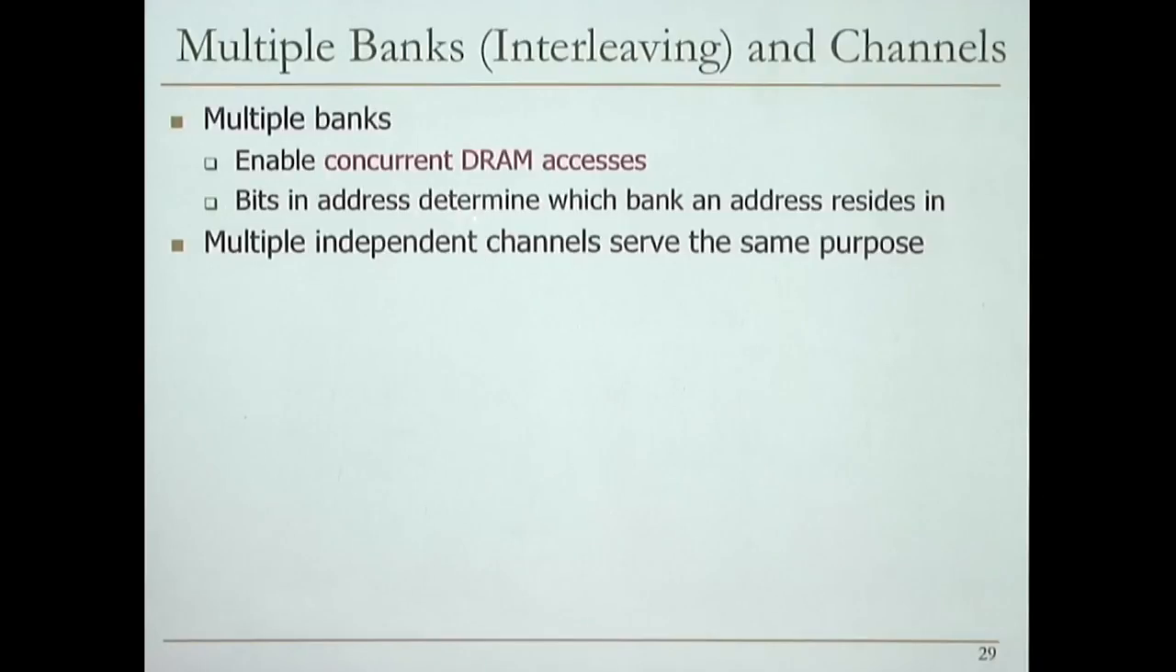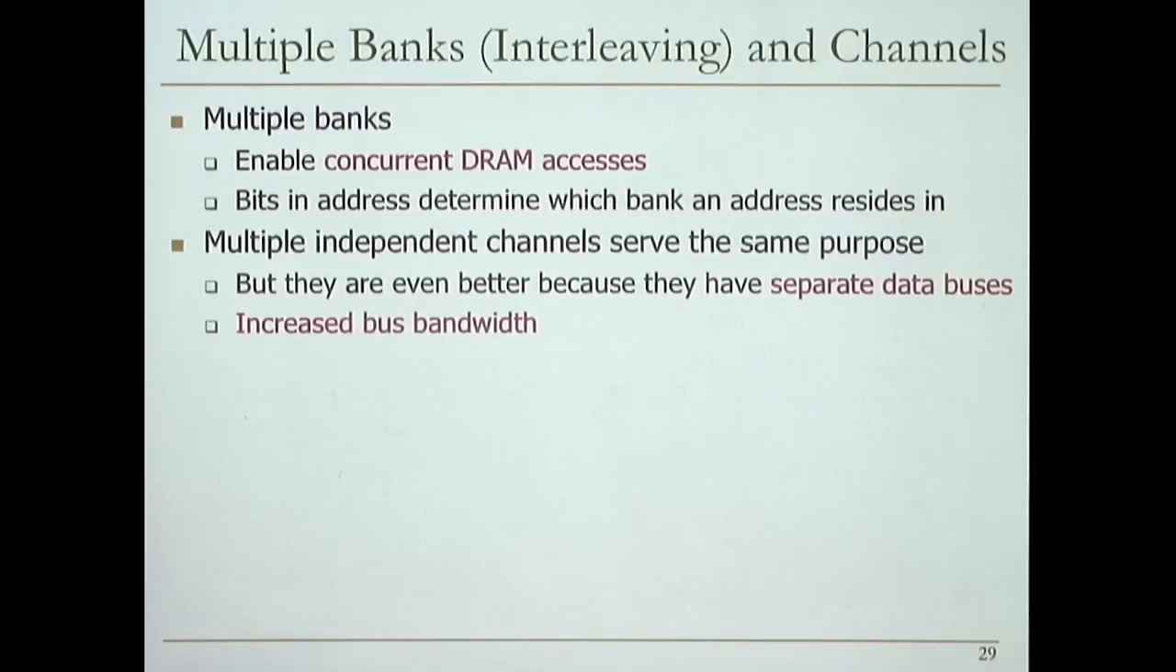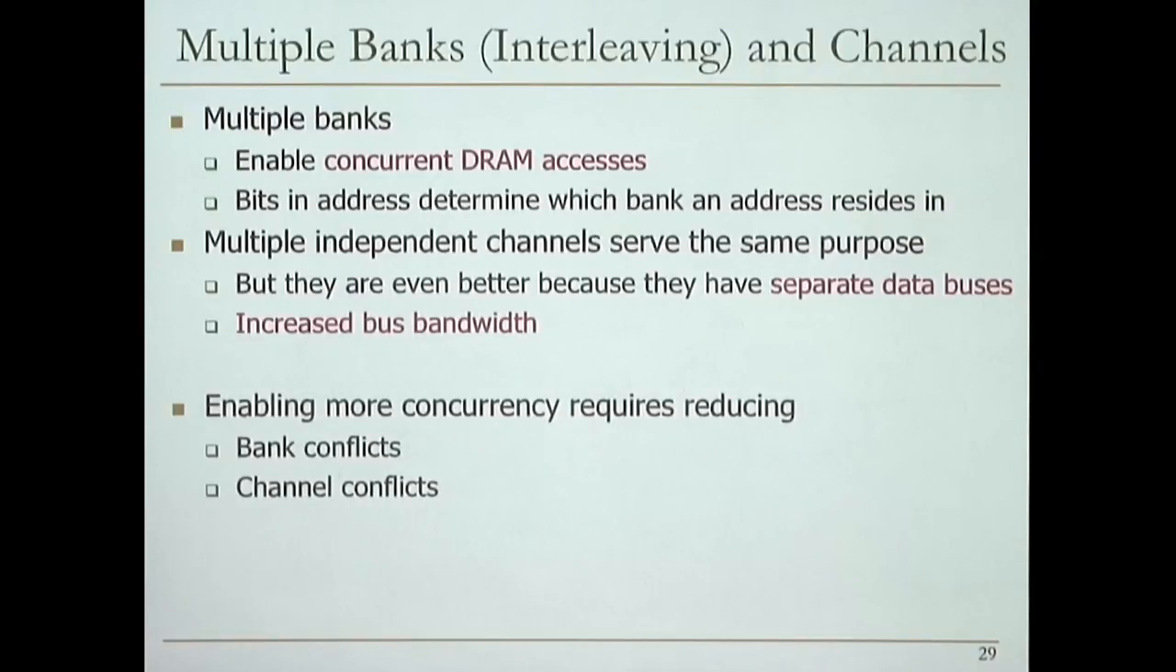And as we've seen, bits in the address determine which bank an address resides in, right? So multiple independent channels serve the same purpose, but they're even better because they have separate data buses, separate command buses, separate everything, actually, separate controllers. So this gives you increased bus bandwidth. You don't transfer only 64 bits at a time, but also 2 times 64 bits because you have two different channels, right? OK. So actually, channels are better to have, but of course, they're more expensive because now you have more pins in the processor chip. So of course, enabling more concurrency requires reducing the bank conflicts you have and reducing these channel conflicts.